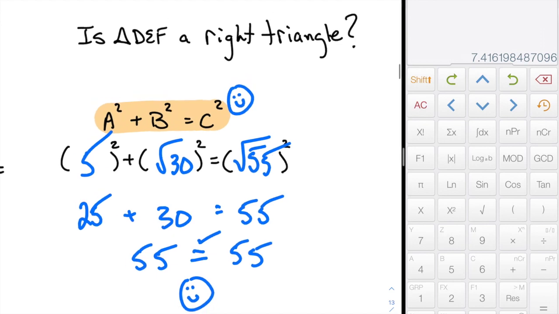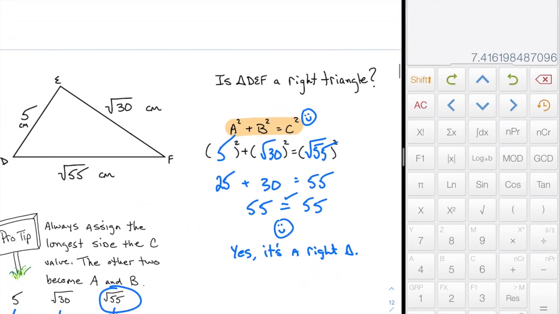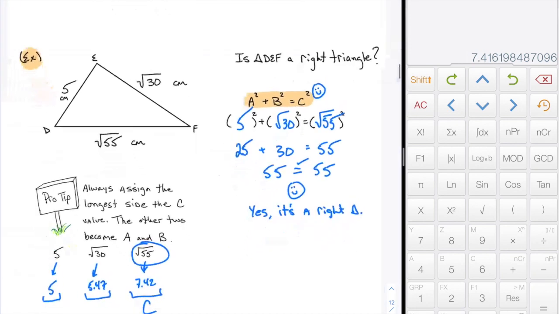Okay? That's how that works. You take the two small sides for a and b. You take the longest side for side c. You just see if it works. If it works, it's yes, it's a right triangle. If it doesn't work, it's no.